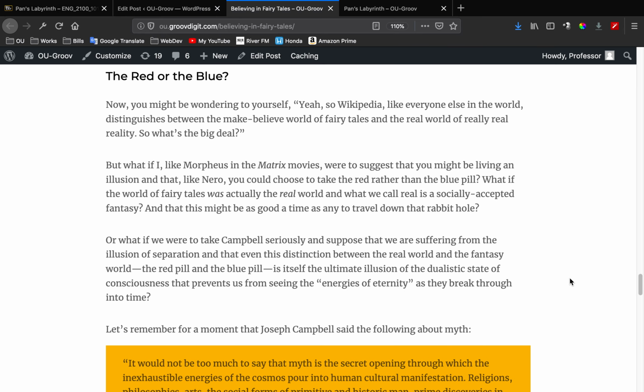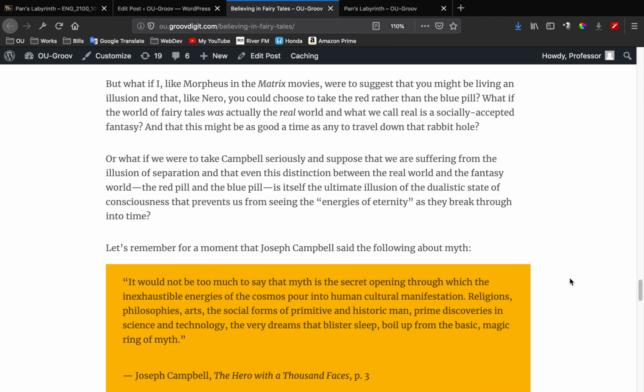Or what if we were to take Campbell seriously and suppose that we are suffering from the illusion of separation, and that even this distinction between the real world and the fantasy world, the red pill and the blue pill, is itself the ultimate illusion of the dualistic state of consciousness that prevents us from seeing the energies of eternity as they break through into time?